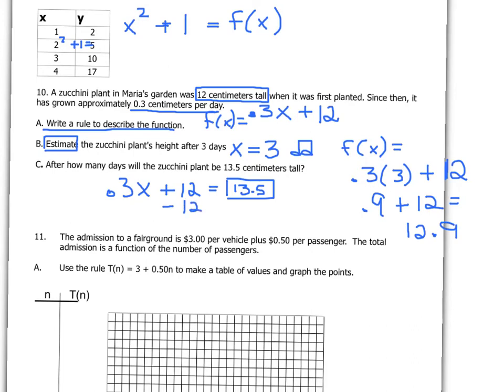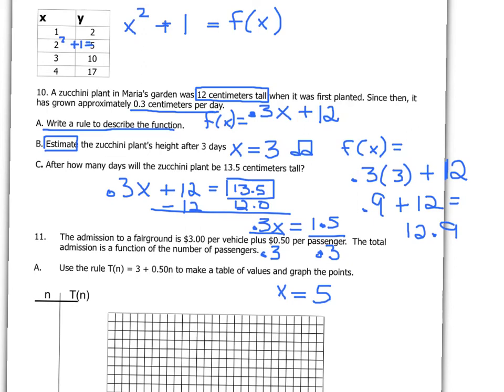Okay, so we took 12 from both sides. We have 0.3x, make sure you watch that decimal, and it equaled 1.5. And please make sure that you use the calculator, because if you tried to say that this was 0.5, you're incorrect. X would have been equal to 5. So it would take 5 days for the zucchini plant to be 13.5 centimeters tall.